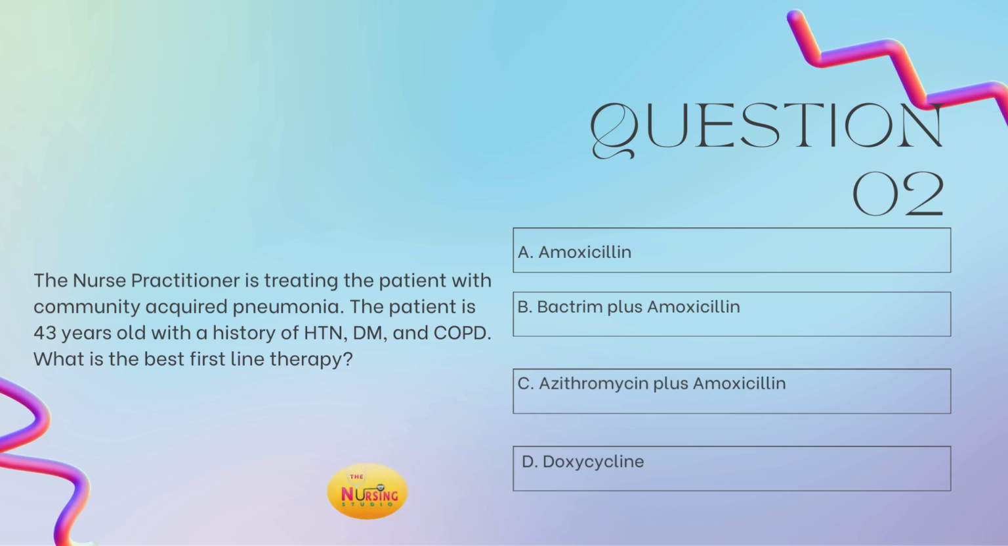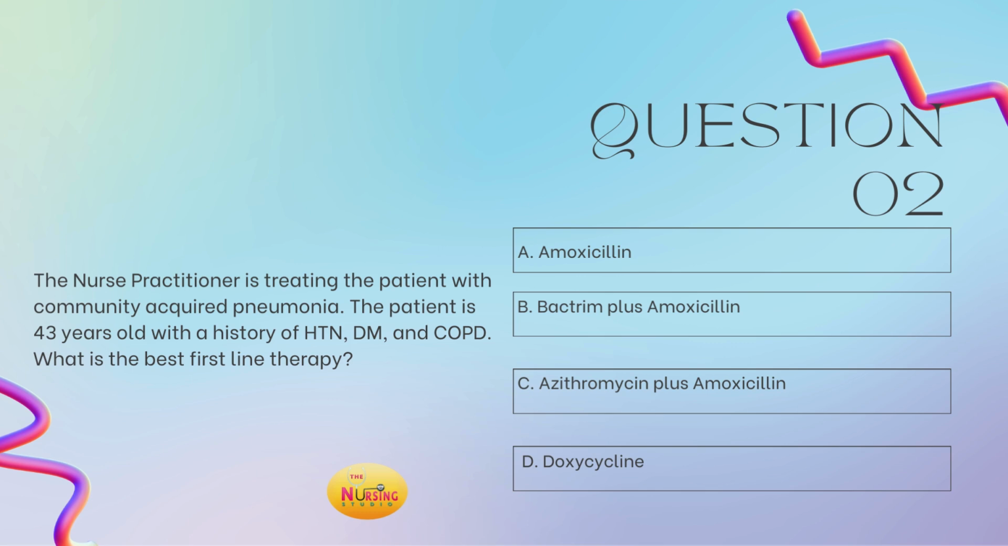Question number two, the nurse practitioner is treating the patient with community acquired pneumonia. The patient is 43 years old with a history of hypertension, diabetes, and COPD. What is the best first line therapy? Is it A, amoxicillin, B, Bactrim plus amoxicillin, C, azithromycin plus amoxicillin, or D, doxycycline? Tell me what you got.